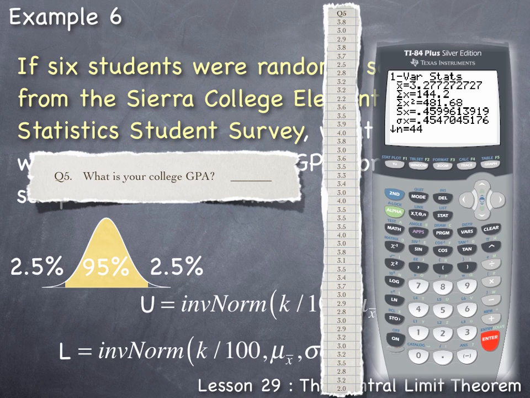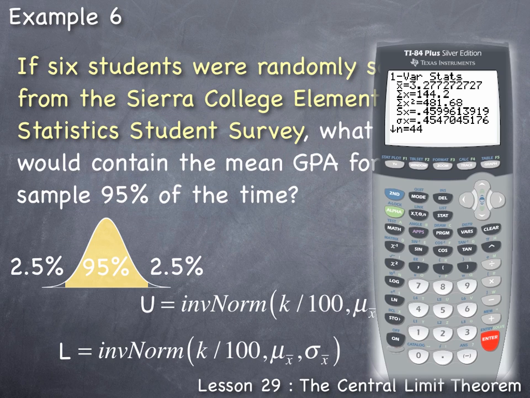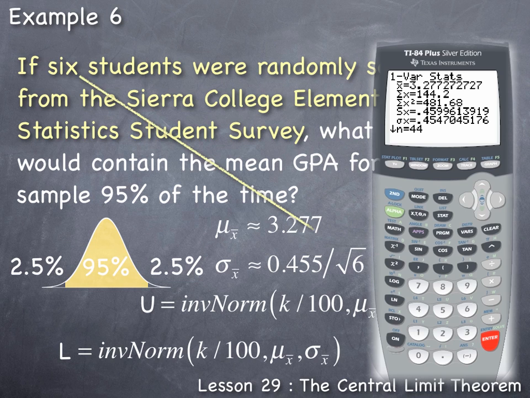Even though the calculator represents the mean as x bar equal to 3.277, in this example we're treating the students in this survey as the population from which we're sampling 6 students. So the symbol we would use is mu sub x bar, which rounds off to 3.277. The standard deviation, sigma sub x bar, is equal to sigma sub x, the population standard deviation, in this case rounding off to 0.455, divided by the square root of n, where n is the sample size, in this case 6.